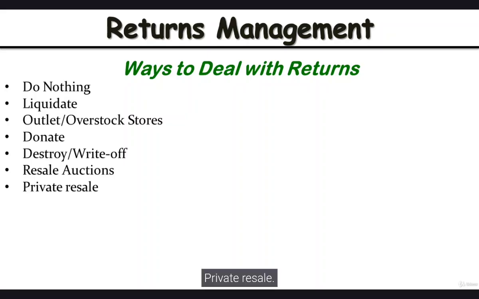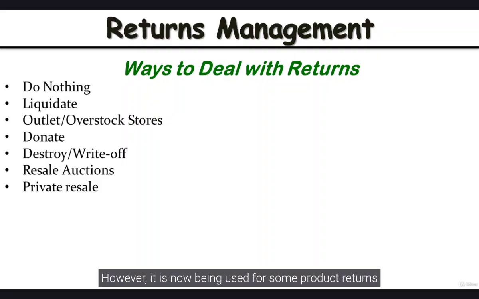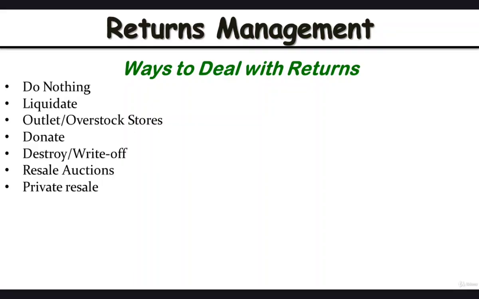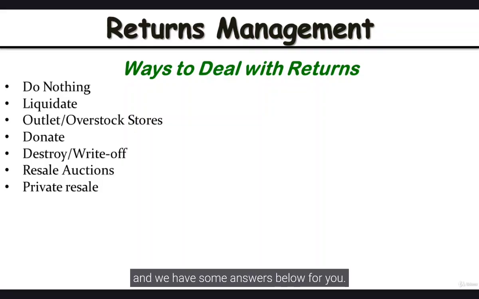Private resale. This has been practiced primarily for overstocks or obsolete products. However, it is now being used for some product returns that have been refurbished or are of verifiable quality. Typical returns from this recoup up to 70% of retail price. So which of these is the right way to deal with your product returns? It depends on your needs, and we have some answers below for you.